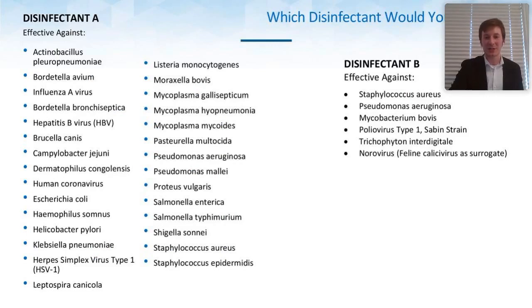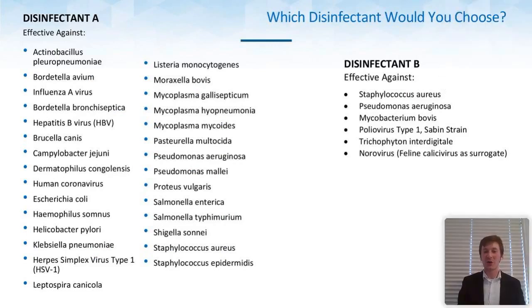So going back to these two labels that I showed you earlier, although disinfectant A has that much longer list of organisms, we'll break down why it actually might not be the better choice out of the two. This has easy to kill viruses and vegetative bacteria, but it's missing a lot of those important organisms that we just listed.